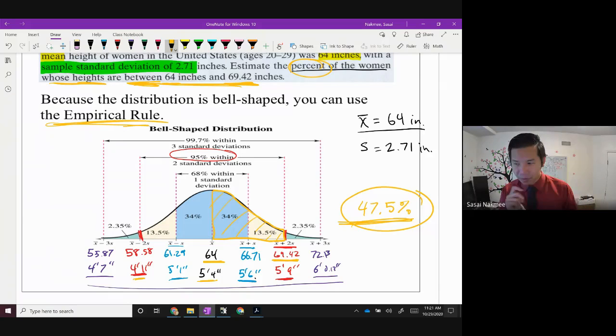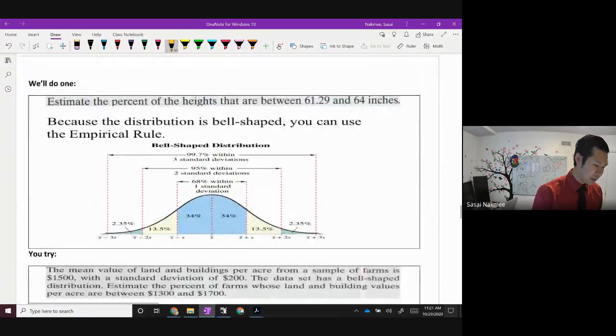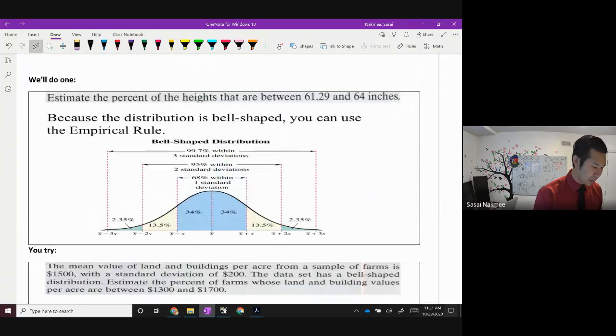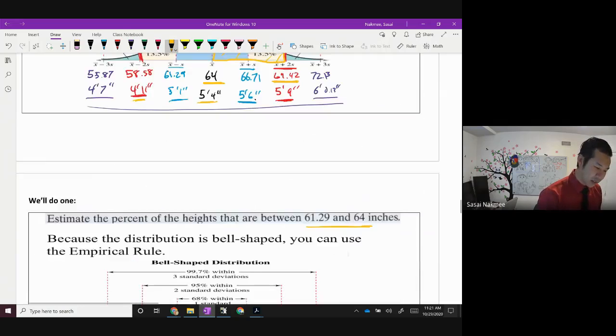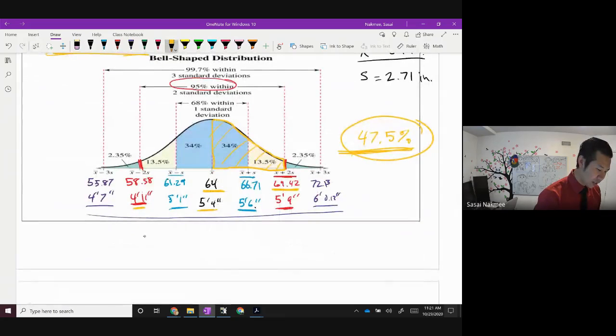Let's try some more problems. So let's take a look here. This one, they're kind enough to draw out the bell-shaped curve for us again, but this time they want us to find the heights that are between 61.29 and 64 inches. 61.29 is over here. You guys see that?